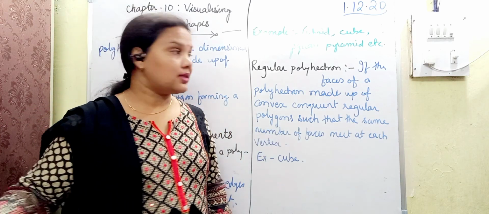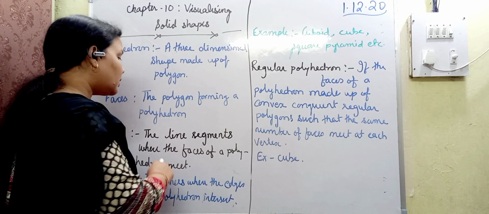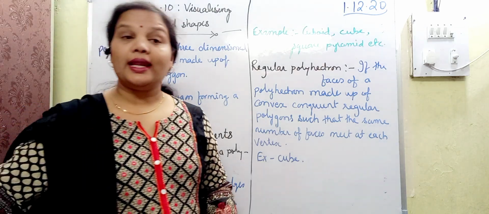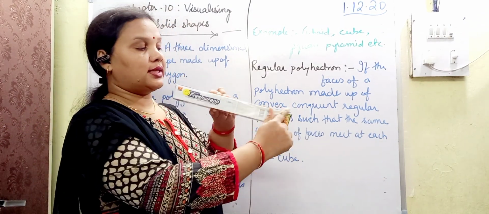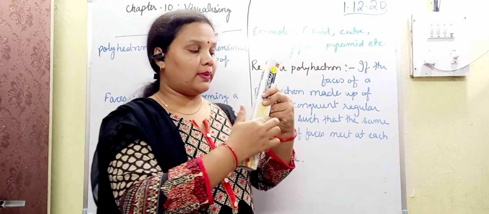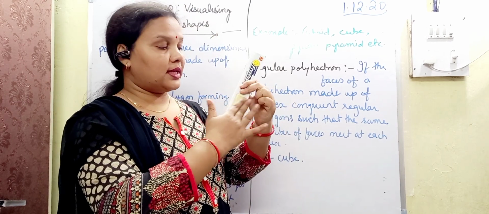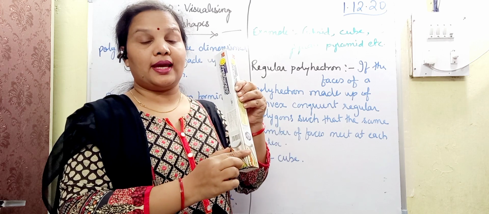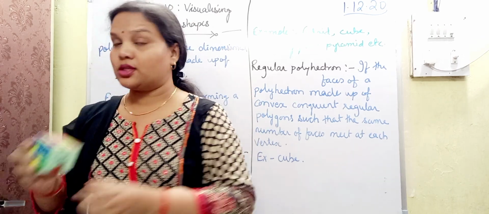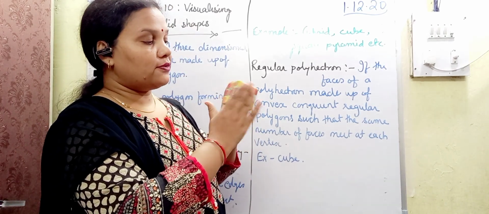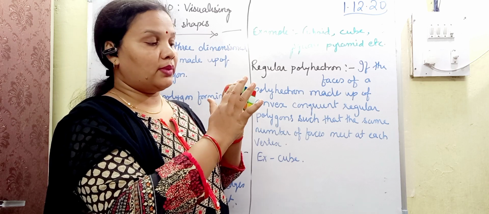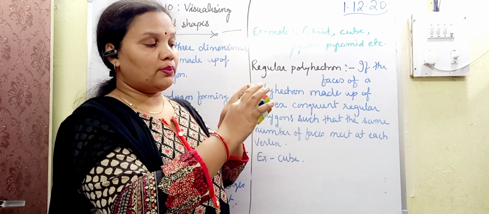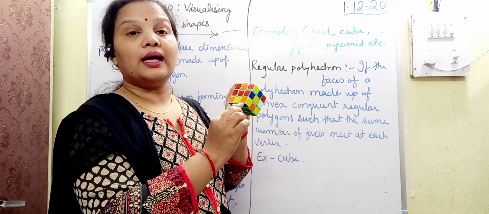Okay, so now next is edges. An edge is the line segment where the faces of a polyhedron meet. Which line? I'm talking about this line. You can see that this line is joined by two surfaces. Here the first surface and second surface are meeting at this line, and this line is known as an edge. Similarly, in this cube, this surface and this surface, these plane faces, meet at this line. So this line segment, which is the meeting point of these two faces, is known as an edge.